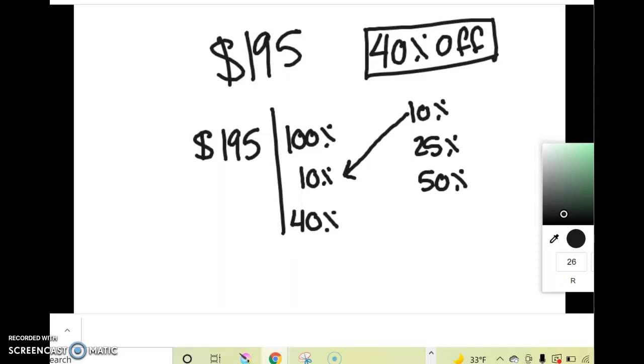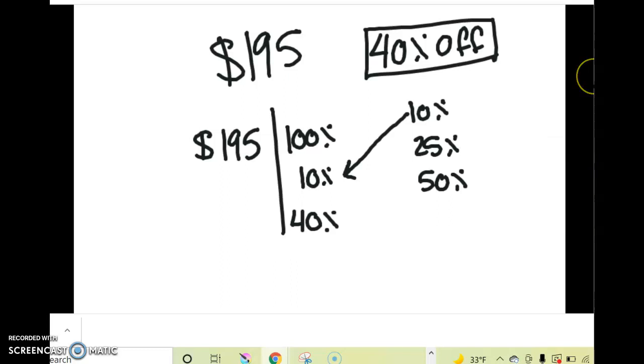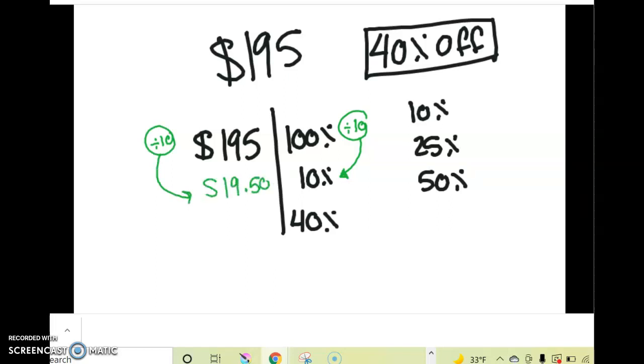How do I find 10% of 195? Well, I know that percents work just like ratios. So to go from 100 to 10, I simply divide by 10 because 10 times 10 is 100. Whatever I do to one side, I have to do the same thing to the other. If I divide 195 by 10, I'm going to end up with $19.50. This is 10% of my total price.